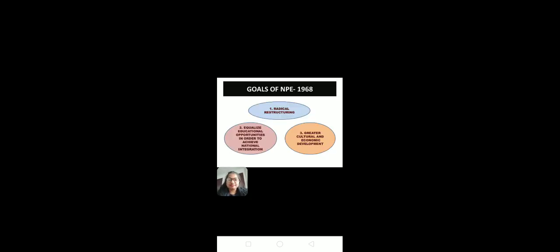Now, some goals of NEP 1968. First, a radical reconstructing. It means that the old pattern of education is changed into new pattern. Second is equalization of educational opportunity in order to achieve national integration. Third is greater cultural and economic development.